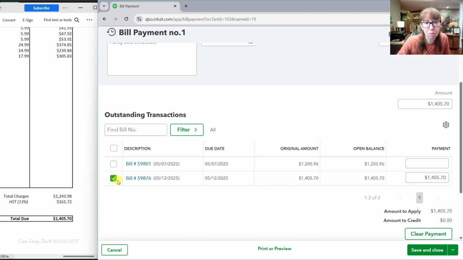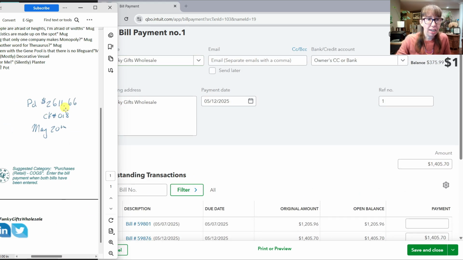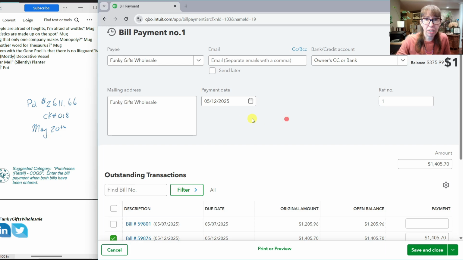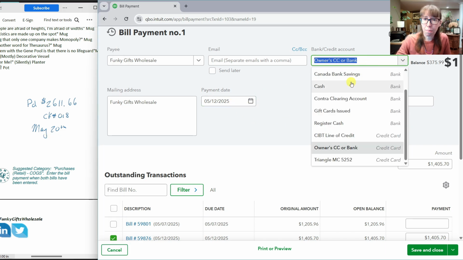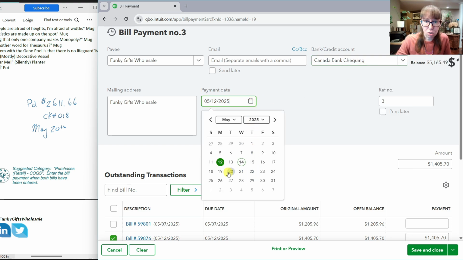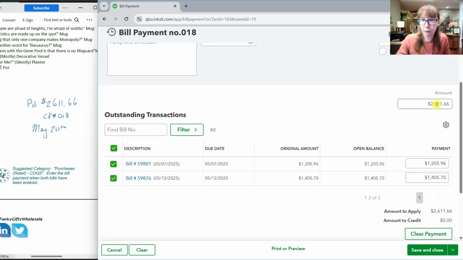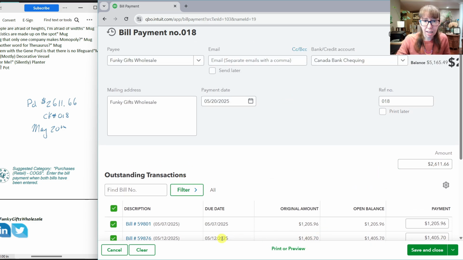Now it's only highlighting this one with a check mark because I came to this bill payment screen from that one specific bill, but we can absolutely change that. It's paid from the Canada Bank checking, and it's paid on May 20th. And then the reference number is 018. Let's see, do they both add up? Excellent. They both add up to 2611.66, and that is the amount of the payment. So we can just go ahead and save and close.